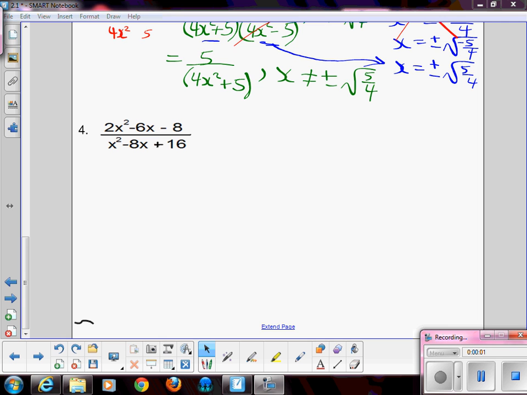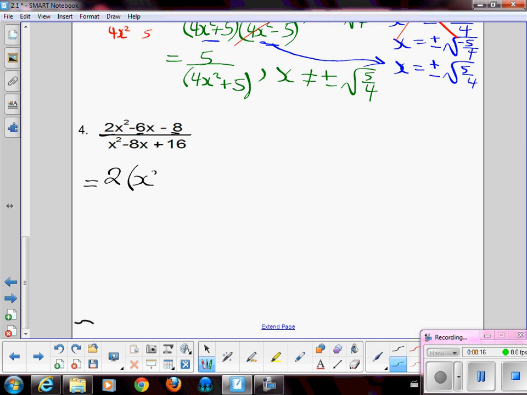Part two of this video. So let's take a look at some more examples here. Okay, again, same process. We're going to factor the numerator and denominator. When I look at the top, I can see I have a common factor of 2. So that's the first thing I'm going to take out.